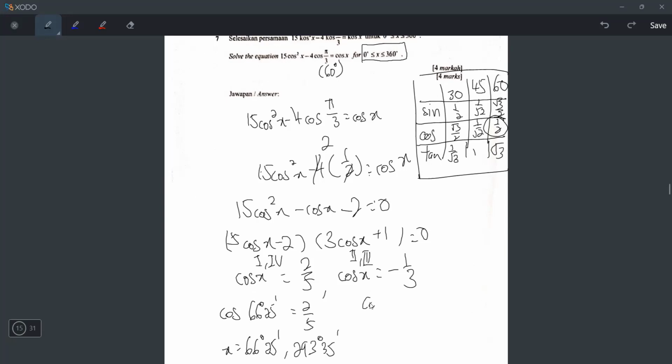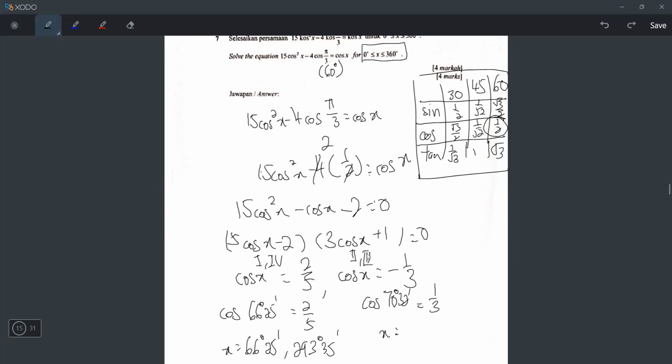What about here? Same thing. But do not press negative. Can you see I never write the negative here? Yes. Means you don't have to press negative. Shift cos bracket 1 over 3. Close bracket. I got 70 degrees 32 minutes. Right? And my x is not going to be 70 degrees 32 minutes. It will be second and third quadrant.